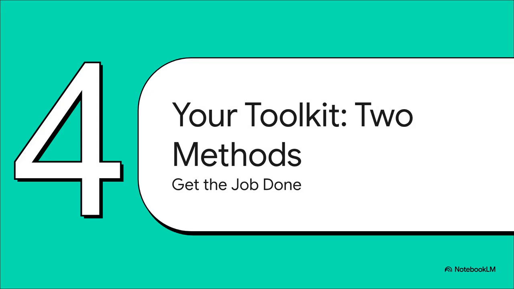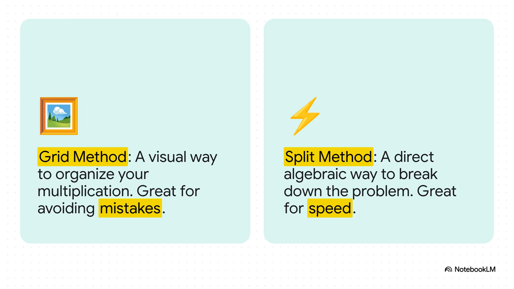So how can we make sure we stick to that golden rule and don't miss anything? Well, let's open up your toolkit because I'm about to show you 2 powerful, totally reliable methods to get the job done right every time. So we've got 2 great options here. First up is the grid method. If you're a visual person, you're going to love this. It organizes everything perfectly so you don't make any silly mistakes. Then we have the split method. This one's a more direct algebraic way of doing it, and it's awesome for doing quick mental math once you get the hang of it.